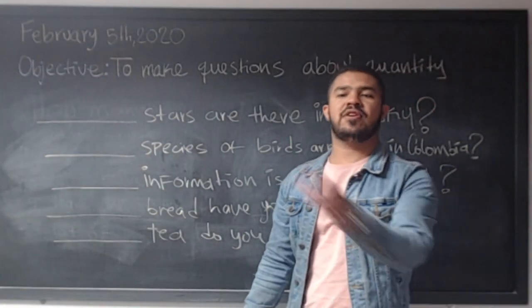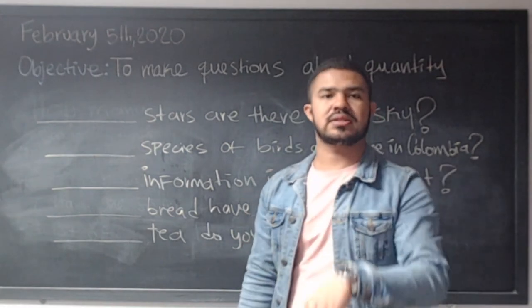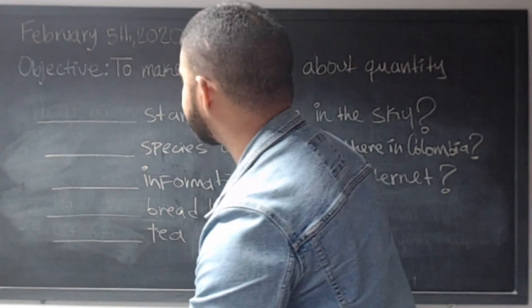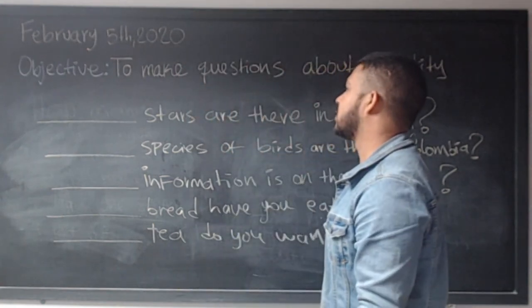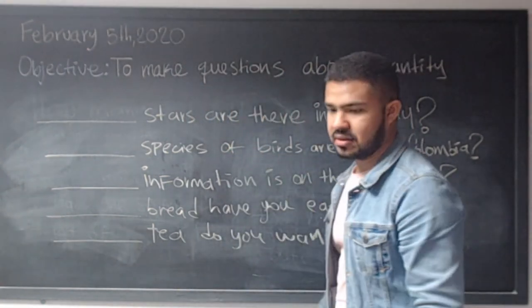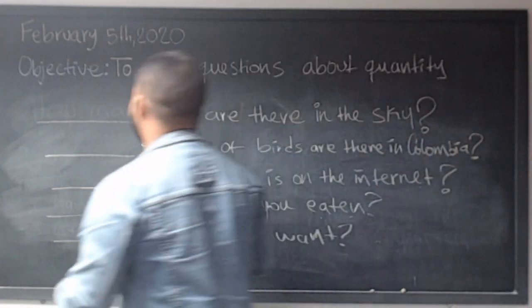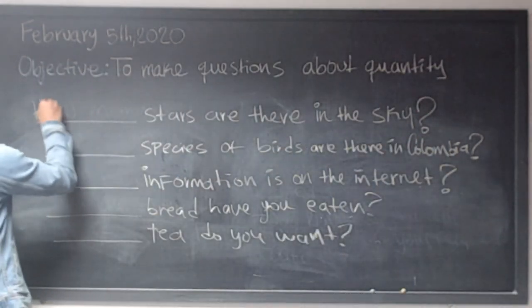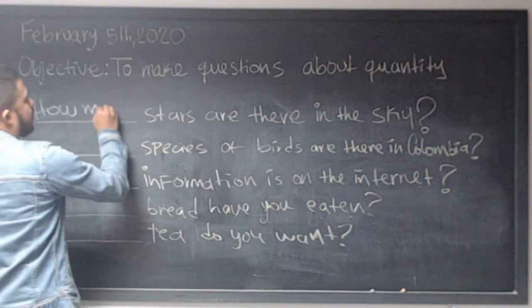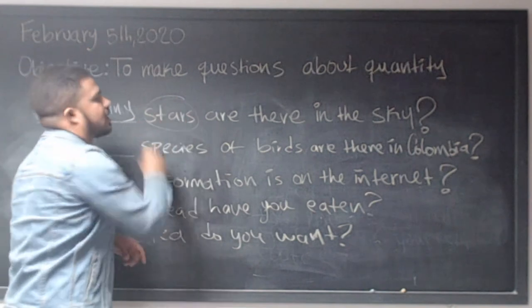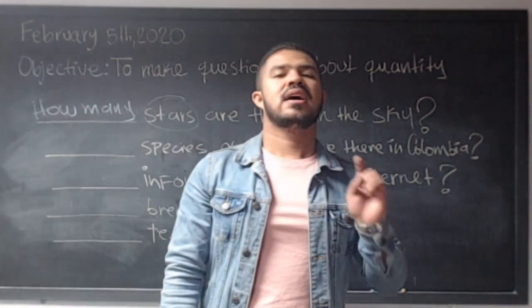Okay, so remember, 4 points. Complete these questions. Benjamin: the answer to question one is, how many stars are there in the sky? Very good. How many stars are there in the sky? Excellent. You use how many because stars are countable.